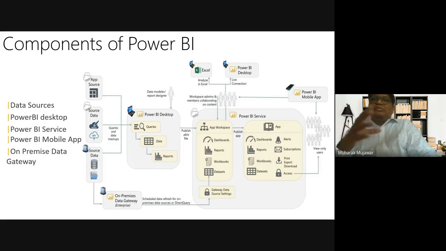Now, this is a picture of the Power BI ecosystem, and on this page we can see there are different components of Power BI. We can see Power BI desktop, Power BI service, and the Power BI mobile app over here. So let us see what the different key components of this Power BI ecosystem are.